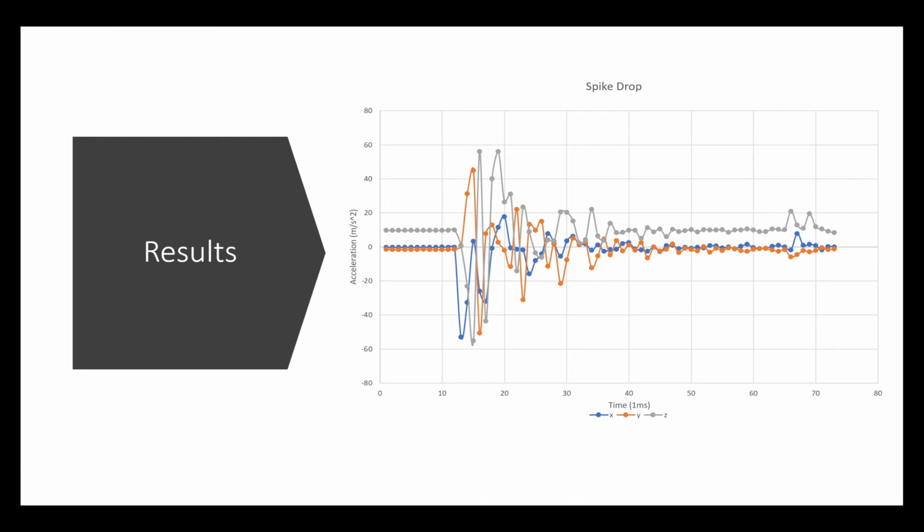So here's an example of the type of results we're getting. We have a 3-axis accelerometer. So you can see that's what each line represents, one axis of it. And as the projectile hits, we have a spike initially, and then as the oscillations continue, they taper down.